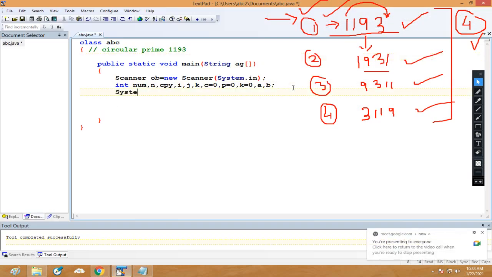First of all, we will ask the user to enter any number.